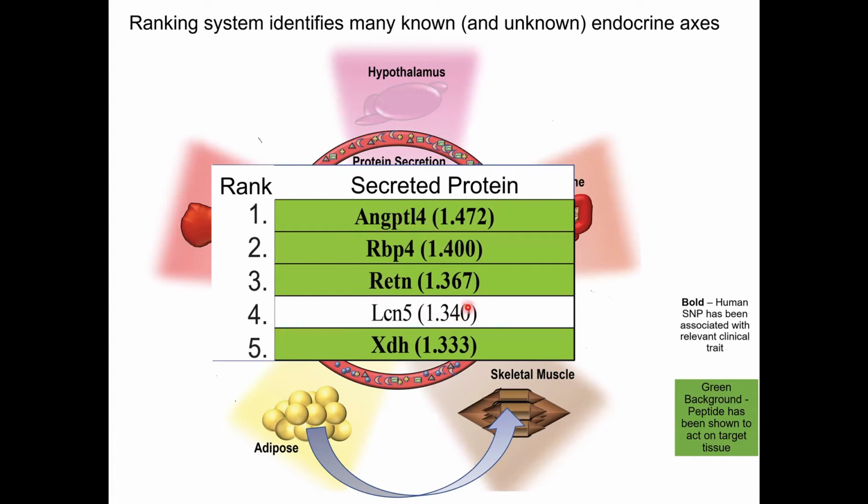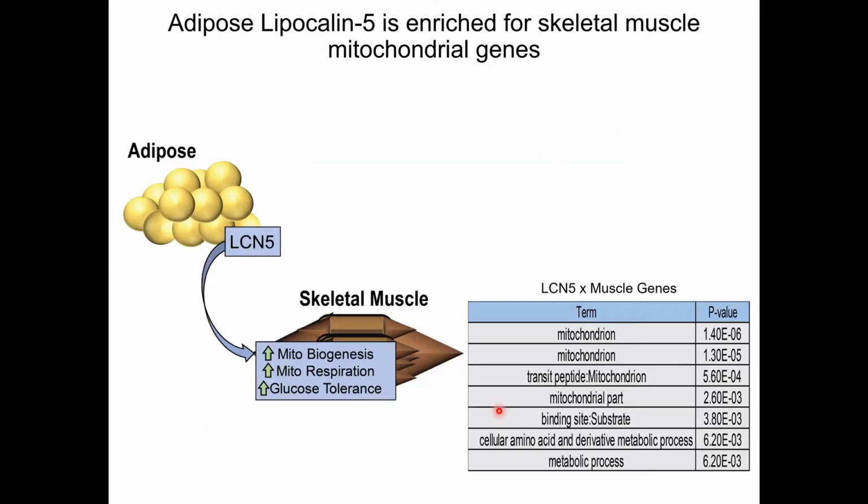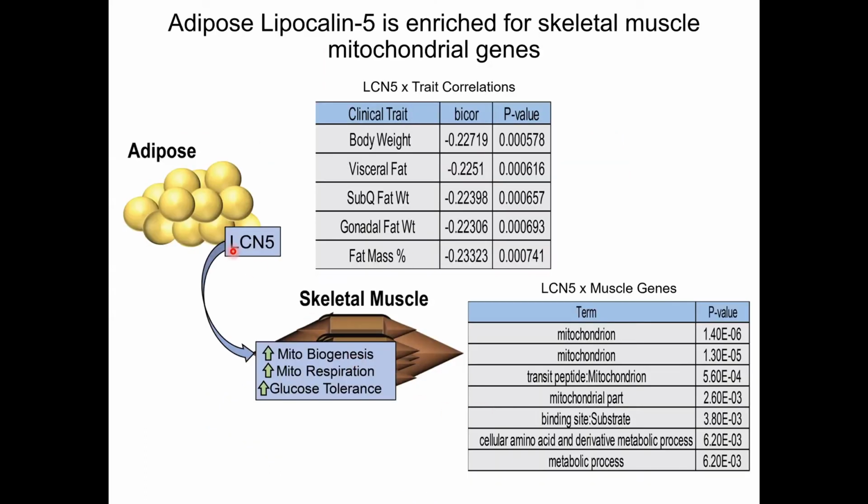But there are these other genes like this one, lipocalin 5, that, as I mentioned, is strongly correlated between tissues, but we really don't understand what it's doing. This gene is significantly enriched in things related to mitochondrial biogenesis, specifically positively enriched. And so we have this hypothesis, right? Our hypothesis is that adipose produces lipocalin 5, and this engages mitochondrial signaling in skeletal muscle.